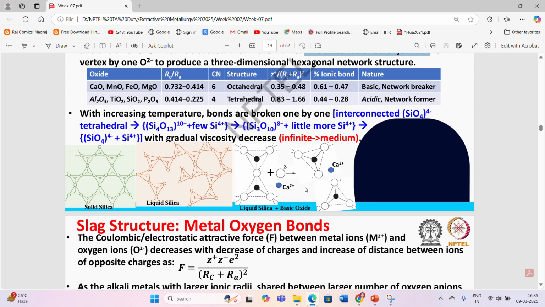So we have to break that SiO4 bond in order to decrease the viscosity of the slag material. In order to dissociate the bond between these Si and oxygen atoms, we have to add flux material during the smelting process to facilitate the proper viscosity creation during the slag making process.